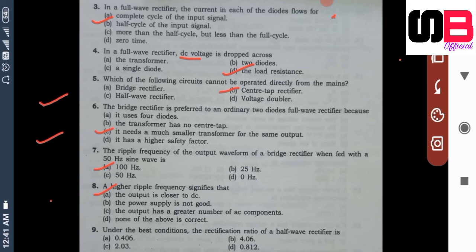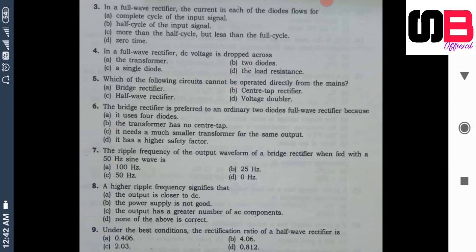Question number 9. Under the best condition, the rectification ratio of a half wave rectifier is option A 0.406, option B 4.06, option C 2.03, and option D is 0.812. Here the answer is option A, 0.406.